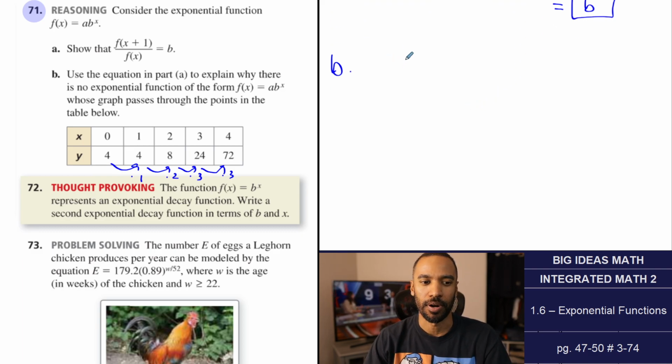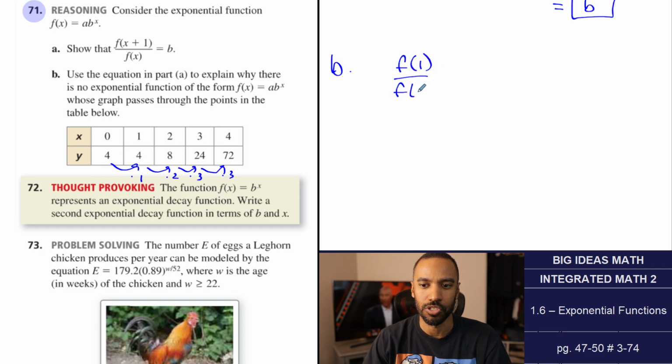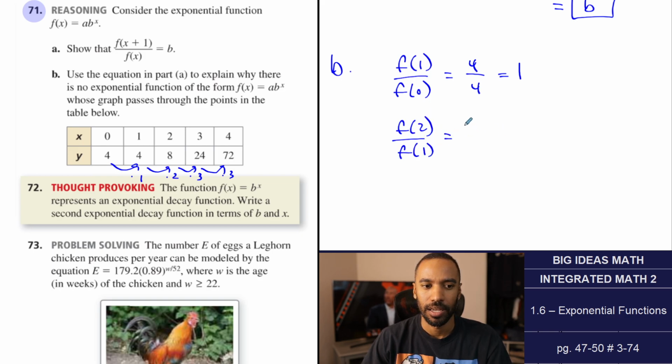Okay, so let's try one of those. Let's do f of 1 over f of 0. That's going to be 4 over 4, right? The y value when x is 1 and 0, which is 1. And then f of 2 over f of 1 is 8 over 4, which is 2.